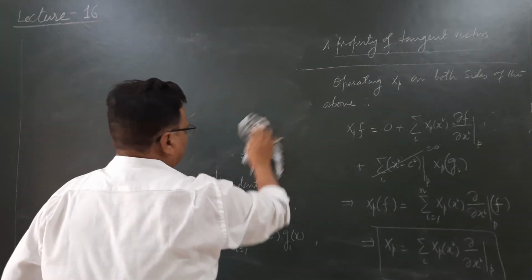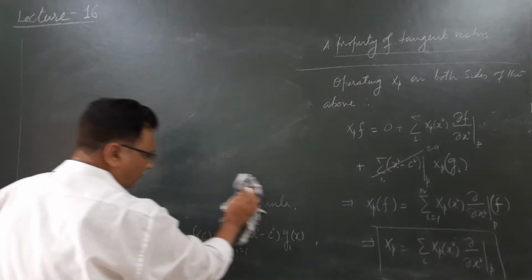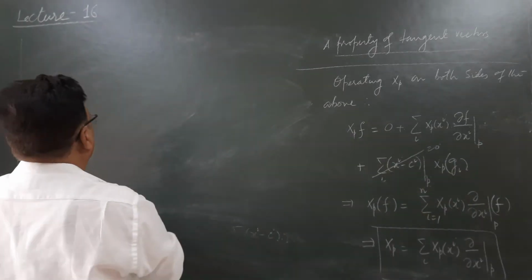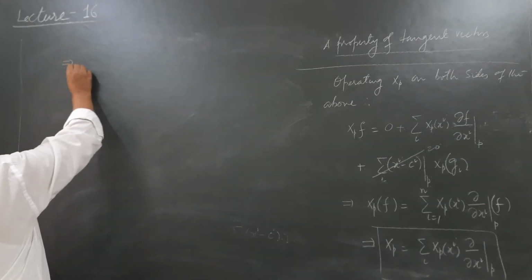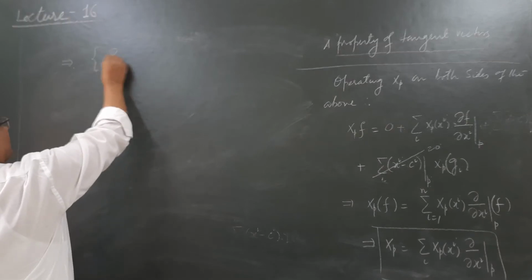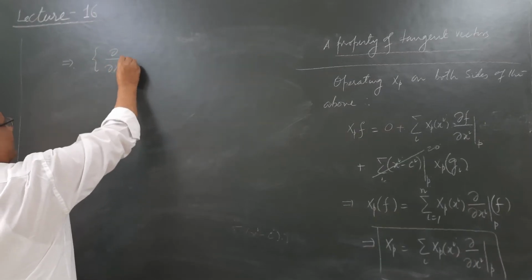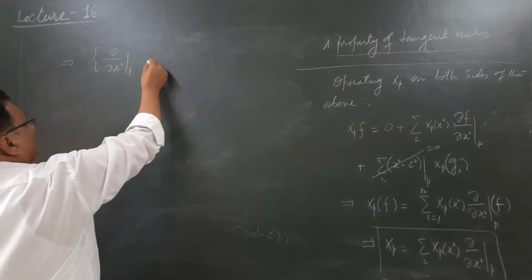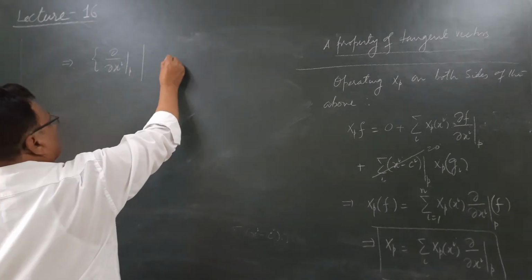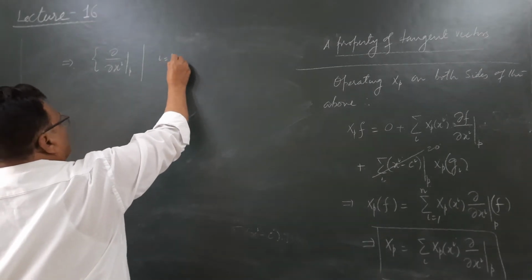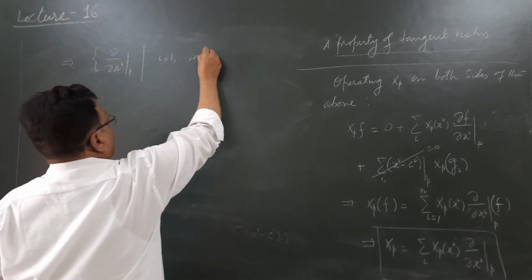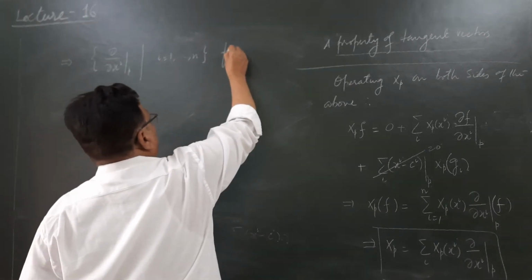Yes. This is the definition of tangent. Yes. So this implies that del upon del xi at p, with i equal to 1 to n, forms a basis.